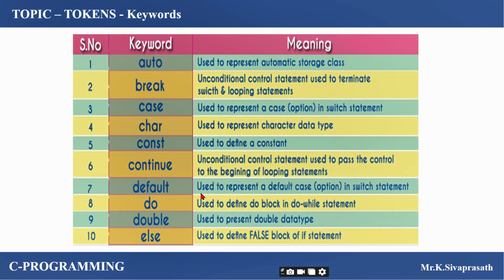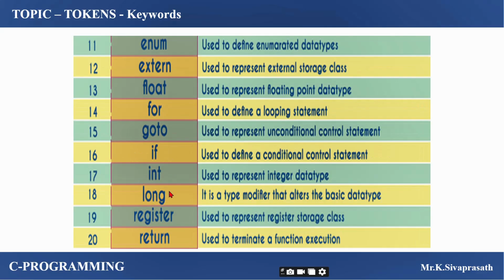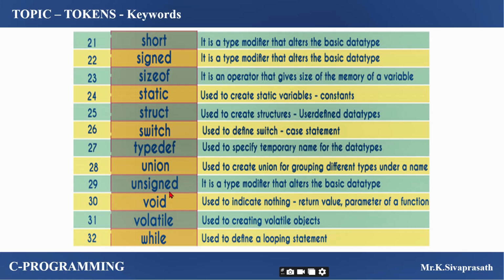And as stated, we have 32 keywords. From the beginner point of view, the students will know int, char and float, starting from auto, break and char, const, continue, default, and all the sets of 32 keywords. Everything will come into the picture as the topics move on.